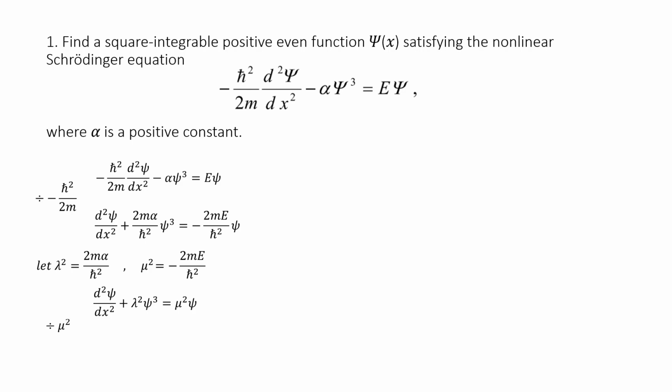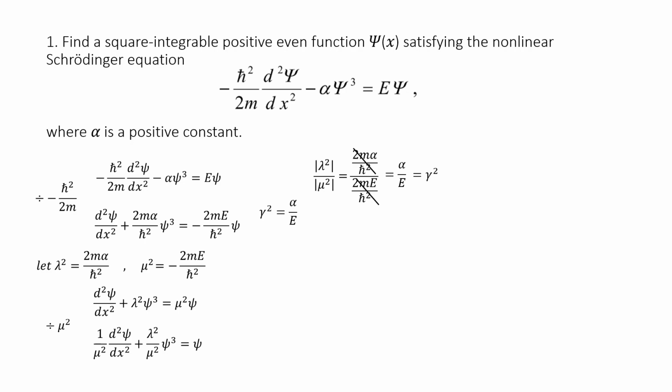Next, we're going to divide by mu, and this will give us this equation. And if we take lambda squared over mu squared, we get all of this, but our 2m over h bar squared will cancel, and we'll get alpha over e, which we can let equal gamma squared. So gamma squared equals alpha over e. Substituting this in, we get our gamma squared in front of our phi cubed, and we can simply rearrange and take our gamma squared phi cubed over to the right hand side.